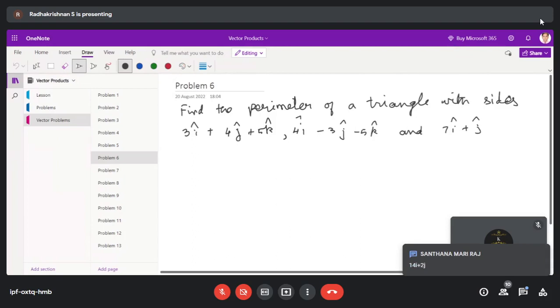Perimeter, you can simply find out the lengths of each side, right? Or the magnitude of the three vectors given here, right? Correct? Yes, sir.